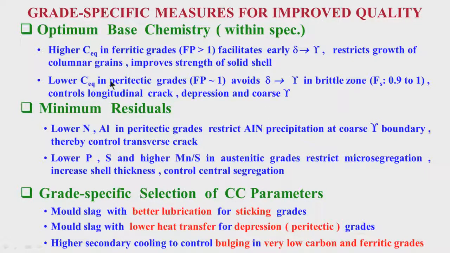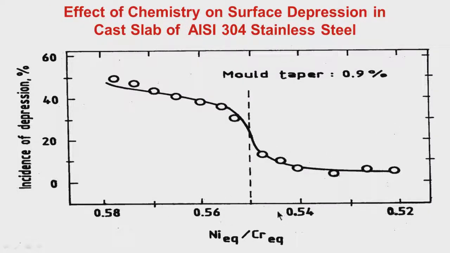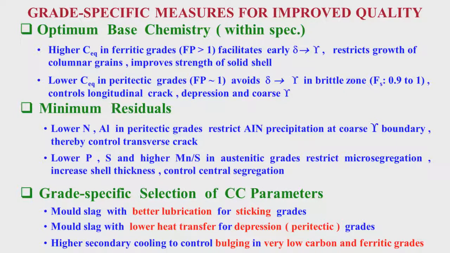That is what you do by using lower carbon equivalent, or as I have shown you, given the example, by decreasing the nickel equivalent by chromium equivalent to a value which is lower than 0.55, which is the start of the peritectic chemistry. If it is lower, the delta to gamma transformation takes place at lower than the solidifying completion temperature. That means the brittle temperature we can avoid. So, this is the strategy which we had opted.